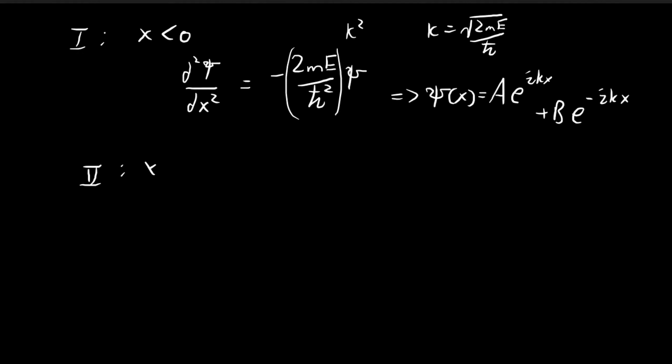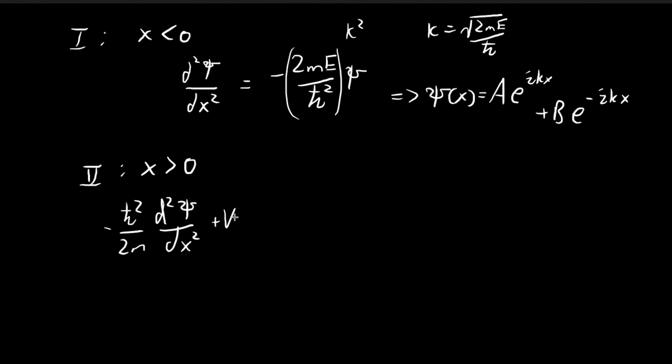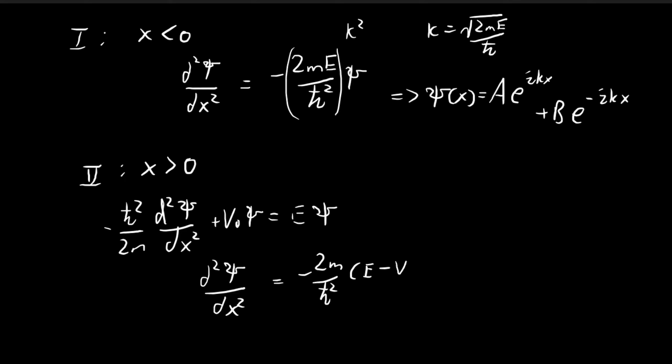And then for region 2, when x is larger than 0, the time-independent Schrodinger equation takes on this form. So this time the potential within this region is equal to V naught. So we have plus V naught ψ equal to E times ψ(x). So with a bit of rearranging, we can dump everything over to the right-hand side. So you see we have negative 2m divided by h bar squared (E minus V naught) ψ. So you see that now E is larger than V naught, so this term is positive.